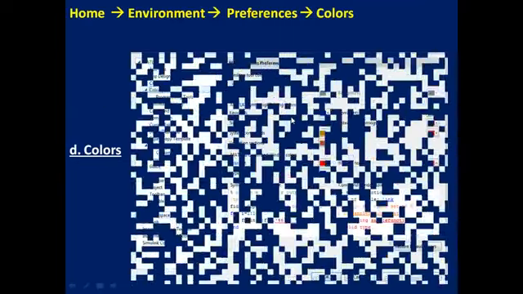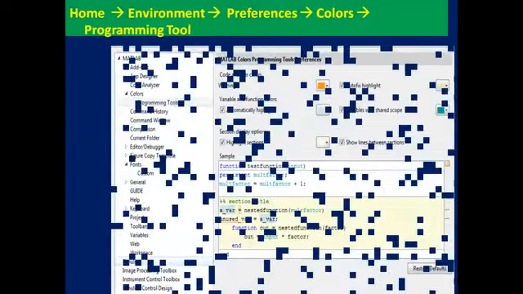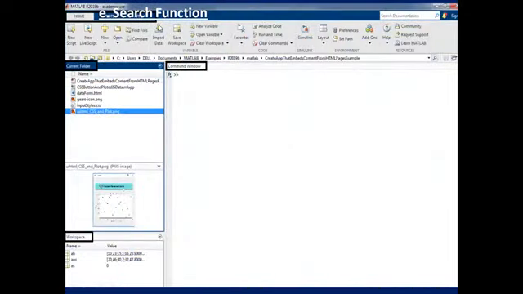And then if you want to change the color, you have to press Home and then Environment and then Preferences. Then you can see this window for changing these colors. You can see it will reflect in your program. Any syntax, any function you use will be in that particular color. So this is the way you can change the font, and then you can change the colors. Okay. And then we'll see about the search function.